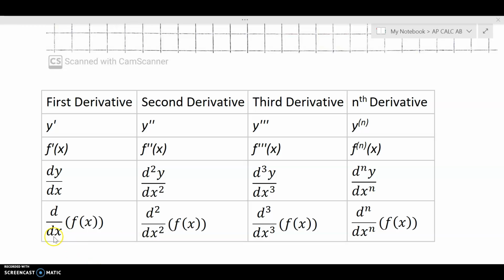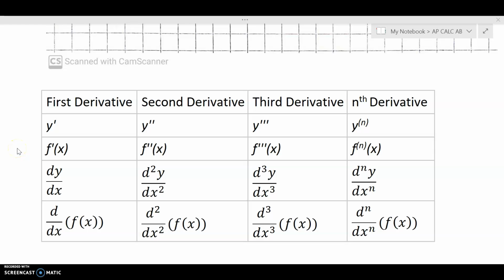Right here is the notation that you'll see. There's multiple ways to ask to find the derivative. Some of the most popular ones are y prime and f prime of x. You should be familiar with all of these. They pretty much mean the same exact thing.